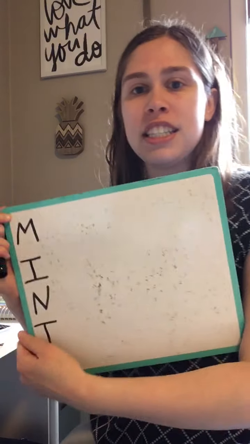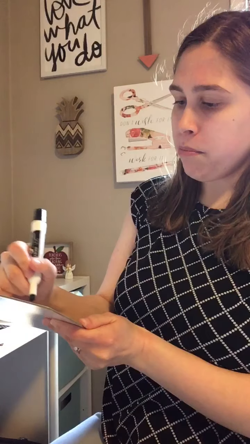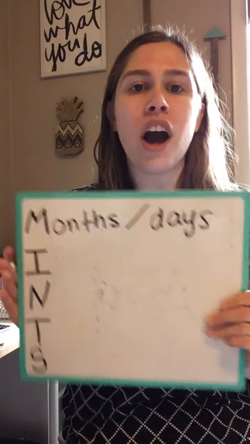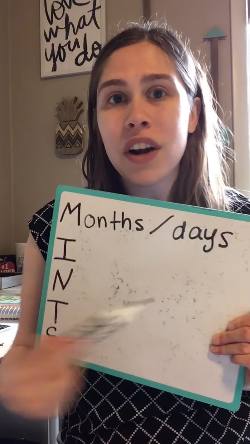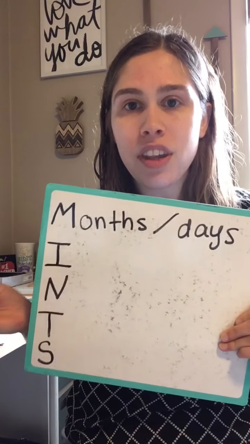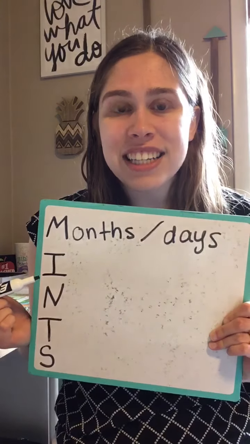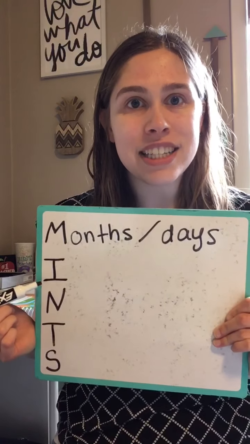The M can stand for months. And then I'm going to put days at the end of that as well. Months or days. We always need to capitalize a month like January or a day like Monday. What does I stand for? What do we capitalize that starts with I?